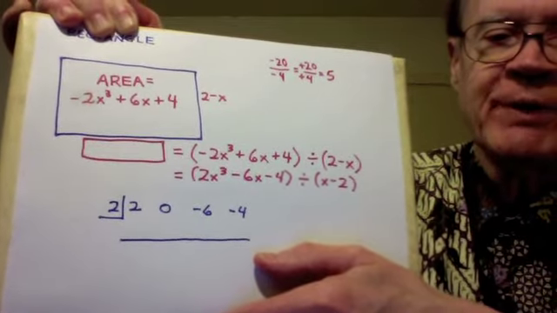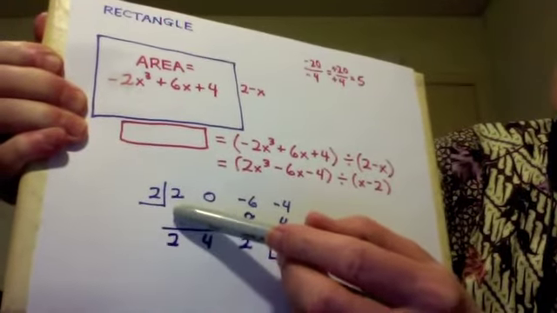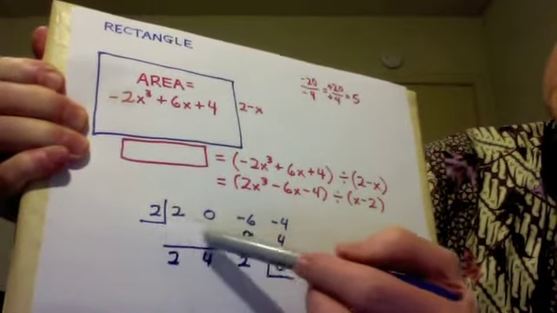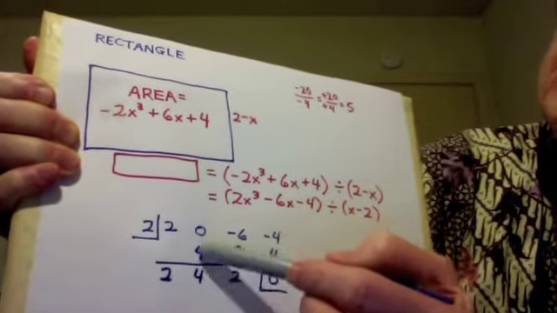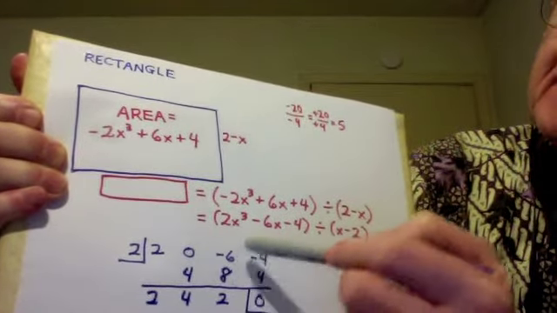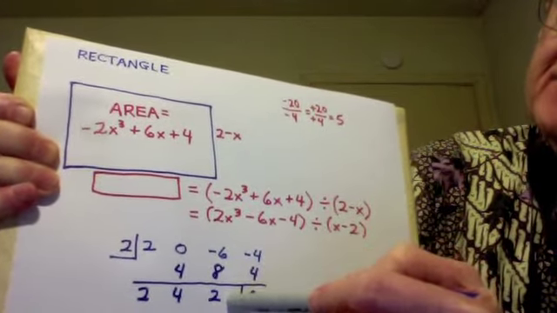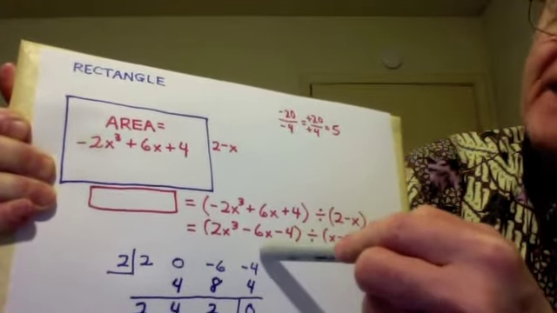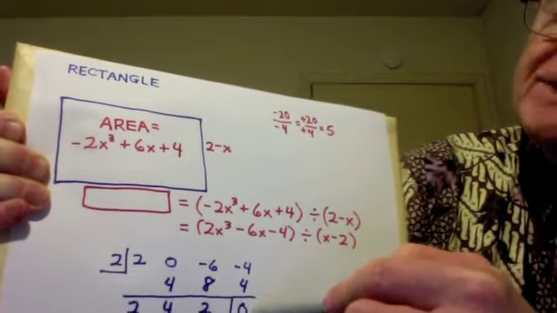Now here's how you do it. You bring down the first number, which is a 2, below the line. Then you multiply. 2 times 2 is 4. Add 0 plus 4 is 4. Multiply. 4 times 2 is 8. Add negative 6 plus 8 is 2. Multiply. 2 times 2 is 4. Add negative 4 plus 4 is 0.